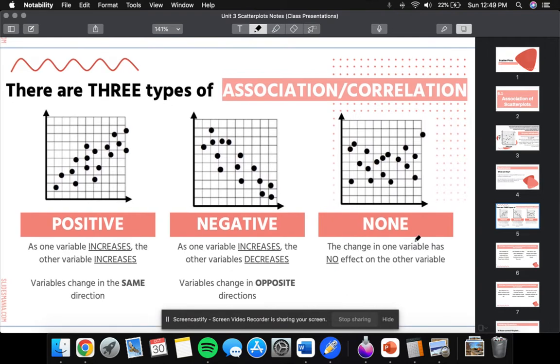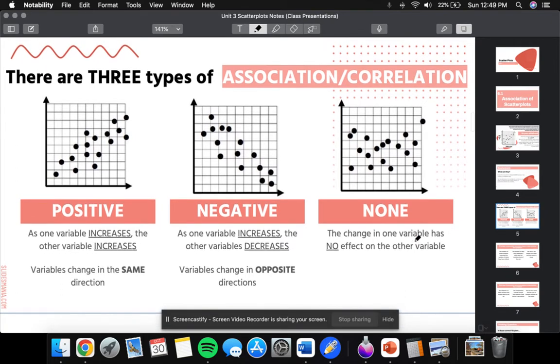All right, so with scatter plots, we have three different types of associations, or we can also call them correlations. This also relates to slope because we see a positive pattern, a negative pattern, and then we also have no pattern at all. So our first relationship is a positive association. When I look at this, I can see a positive association just because I see a positive slope. Okay? This says as one variable increases, the other variable also increases. It also says the variables are changing in the same direction, which is very important.